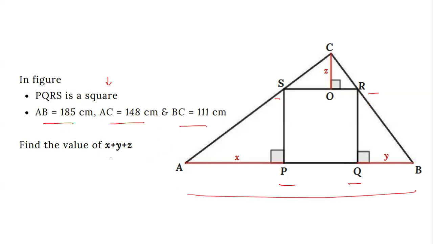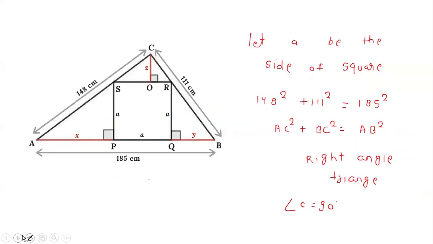So this is AB, which is 185 centimeter, this is AC, which is 148 centimeter, and this is BC, which is 111 centimeter, and PQRS is a square. Then we have to find the value of x plus y plus z. So x is this length, y is this length, and z is this length. We have to find the summation of all three. So let's see how we can solve this problem.